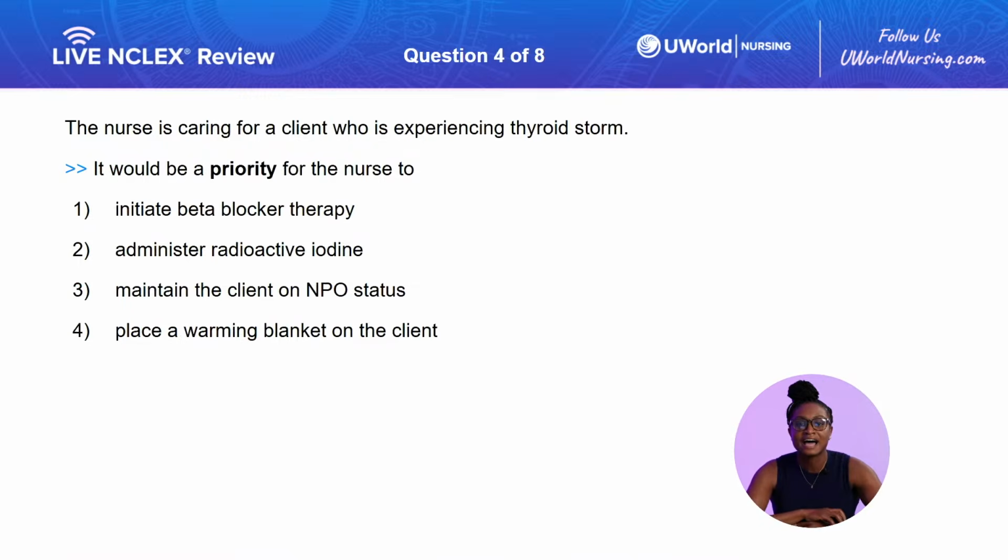Good job, guys. Okay, next question. The nurse is caring for a client who is experiencing thyroid storm. It would be a priority for the nurse to do what? So if we're doing one thing to save their life, or if you're thinking of all the interventions to treat someone with a thyroid storm, which would it be? Option 1, initiate beta blocker therapy? Option 2, administer radioactive iodine? Option 3, maintain the client on NPO status? Or option 4, place a warming blanket on the client? Let me know what you think.